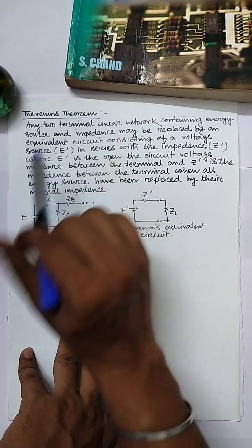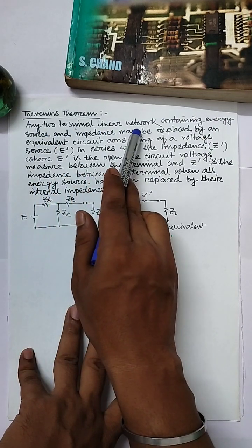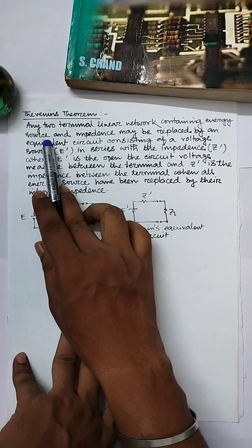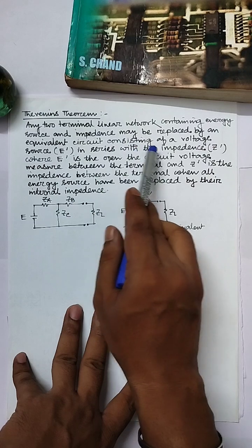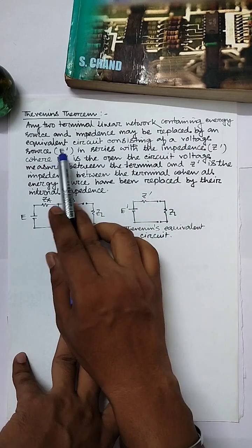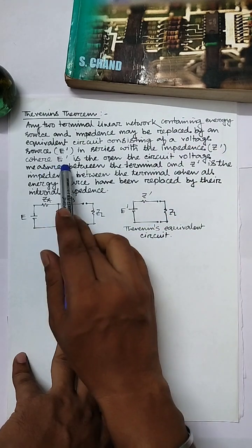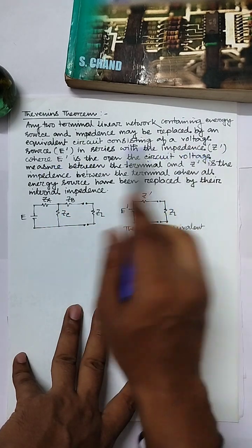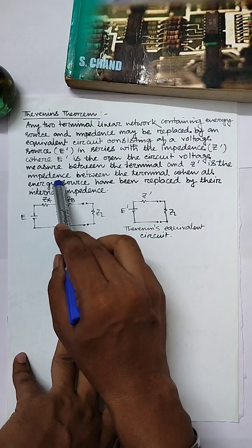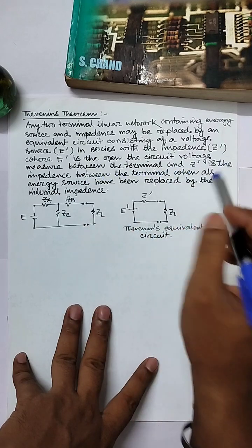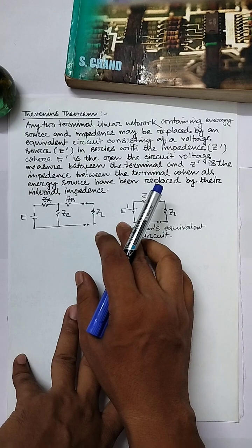Today's topic is Thevenin's theorem. Thevenin's theorem states that any two-terminal linear network containing energy sources and impedance may be replaced by an equivalent circuit consisting of a voltage source E dash in series with the impedance Z dash, where E dash is the open circuit voltage measured between the terminals, and Z dash is the equivalent impedance between the terminals when all energy sources have been replaced by their internal impedance.